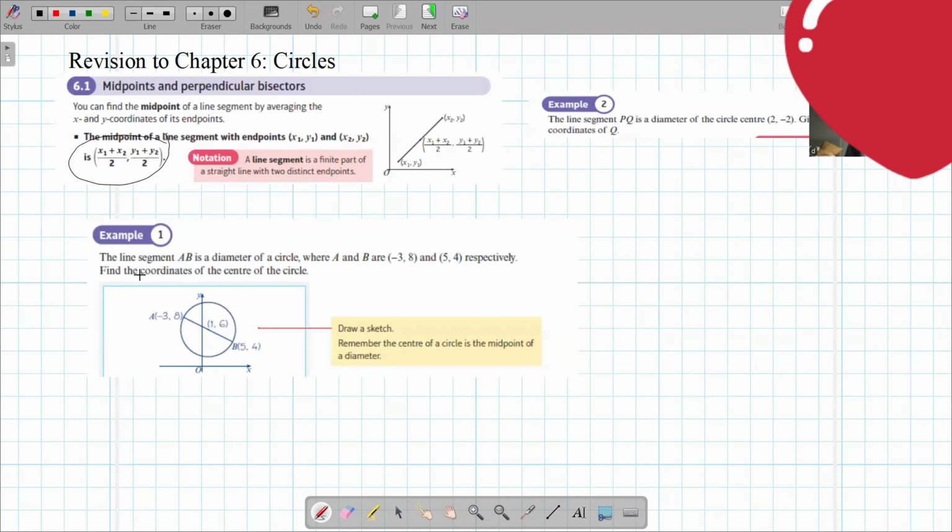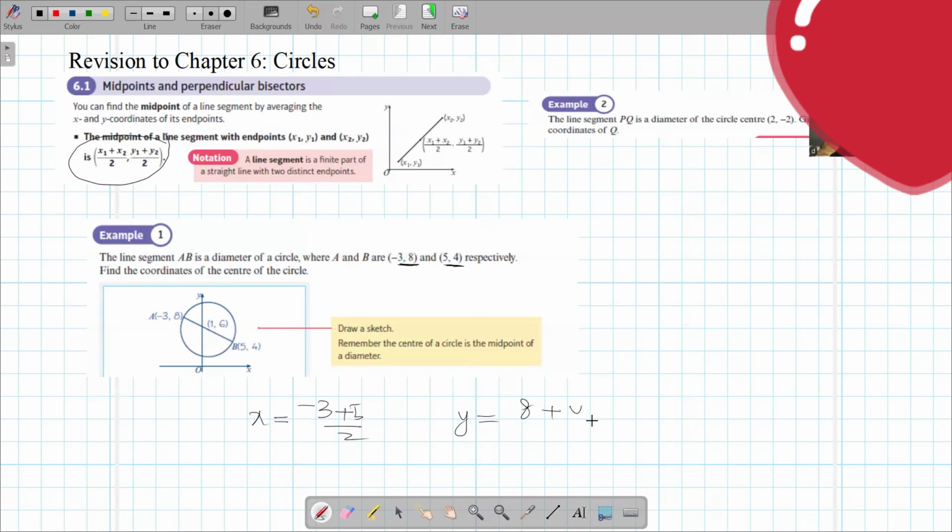And let's do an example. If you have the line segment AB, where A is negative 3, comma 8 and B is 5, comma 4. These are the coordinates of the points. Find the coordinates of the center of the circle. So, you know, the center is the midpoint of the diameter. So the center can be calculated by finding the midpoint. So we will just find the midpoint and that will be the center.